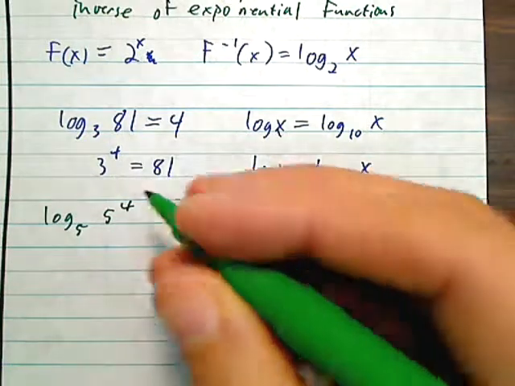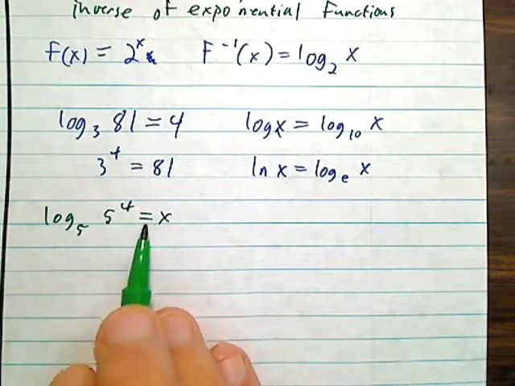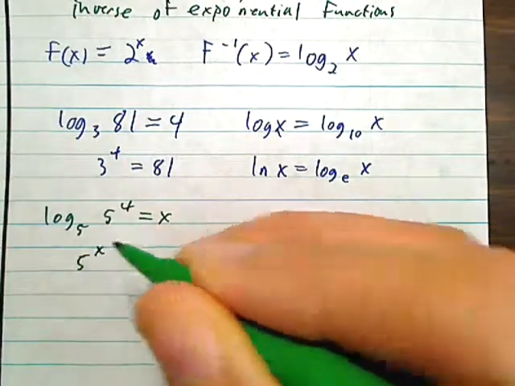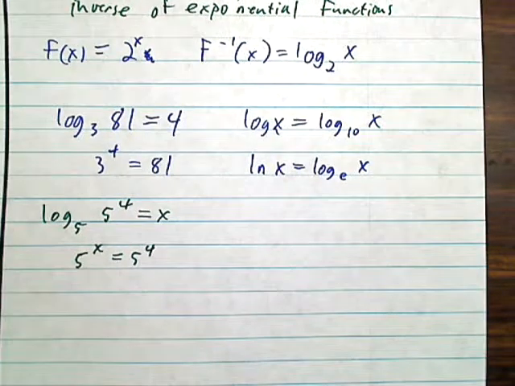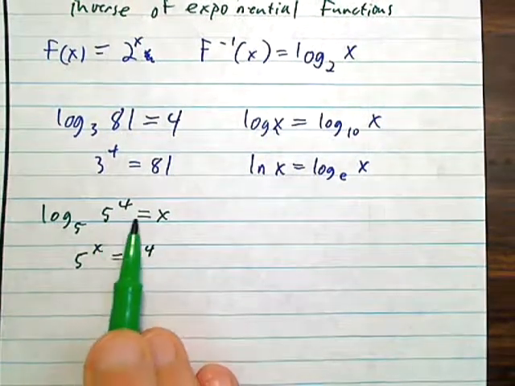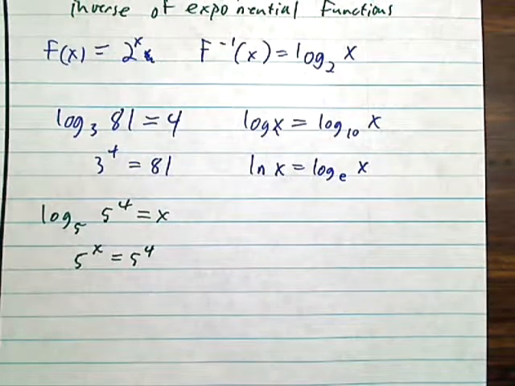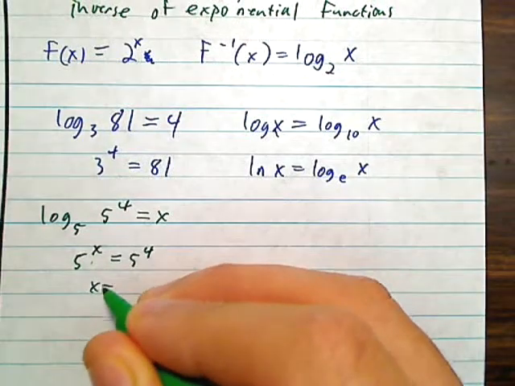What I'm asking, let's just say this equals x, equals some number. And what this means, the logarithm means 5 to what power gives me 5 to the fourth. So this is asking 5 to what power gives me 5 to the fourth. Remember, this is an inverse. We switch the x and the y. We're switching these two around. So 5 to the x equals 5 to the fourth. Well, then obviously x has to equal 4 because it's the same base. So x has to equal 4.